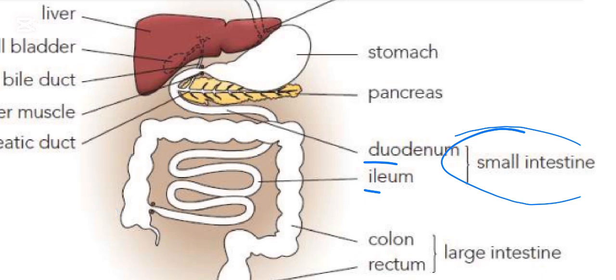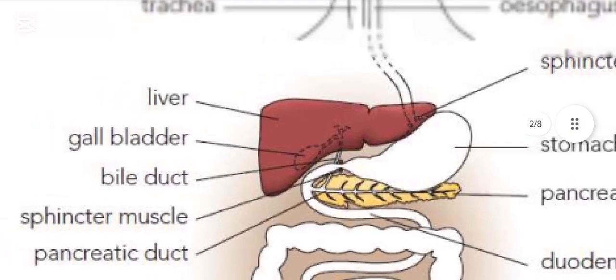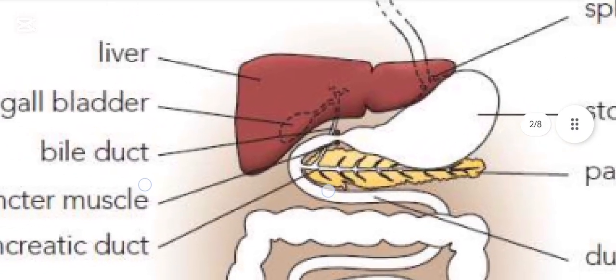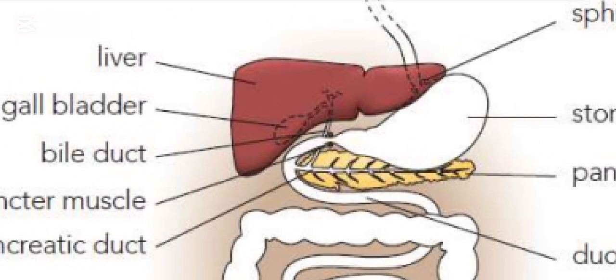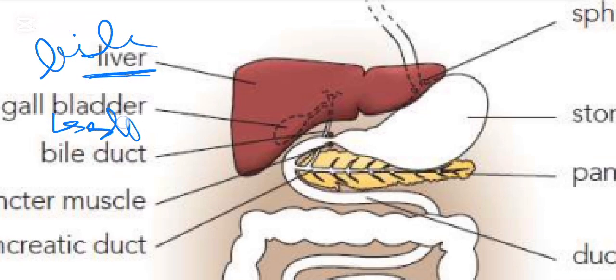What is going to happen in the small intestine is that there is a substance which is made by the liver and stored in the gallbladder. This substance is called bile. Remember, the liver makes it and it is stored in the gallbladder. When the food is passing from the stomach to the duodenum, the bile moves from the gallbladder through the bile duct into the duodenum.